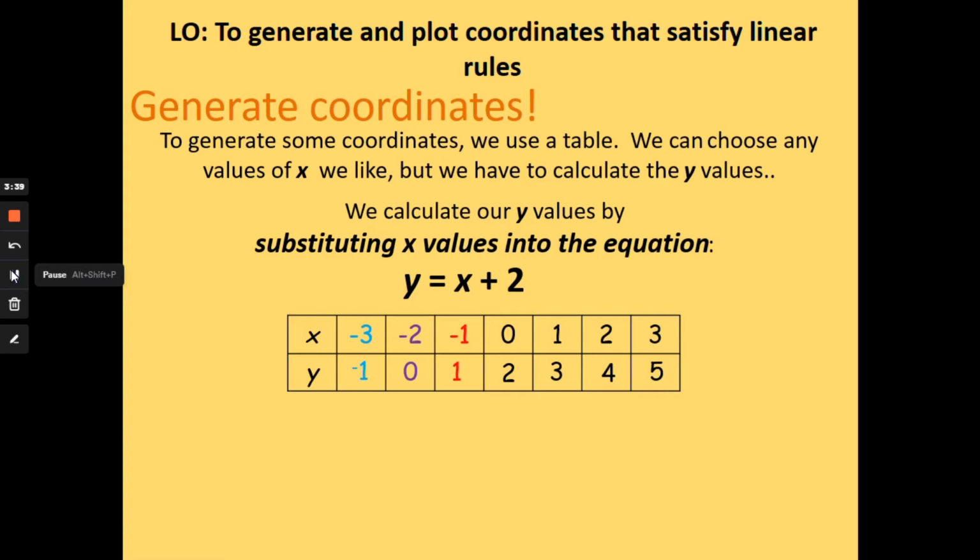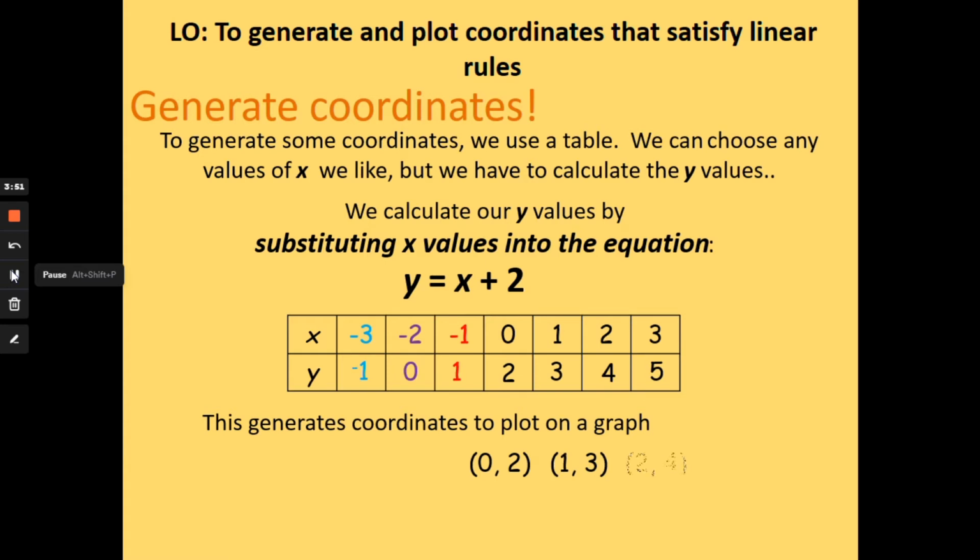So once we've got this table filled in, we can start to pick out the coordinates. So I'm going to start with the 0. So we've got the 0, 2, 0 across, 2 up, 1, 3, 2, 4, 3, 5, and then going down the other way we have those ones. So these are the coordinates that we are going to plot.